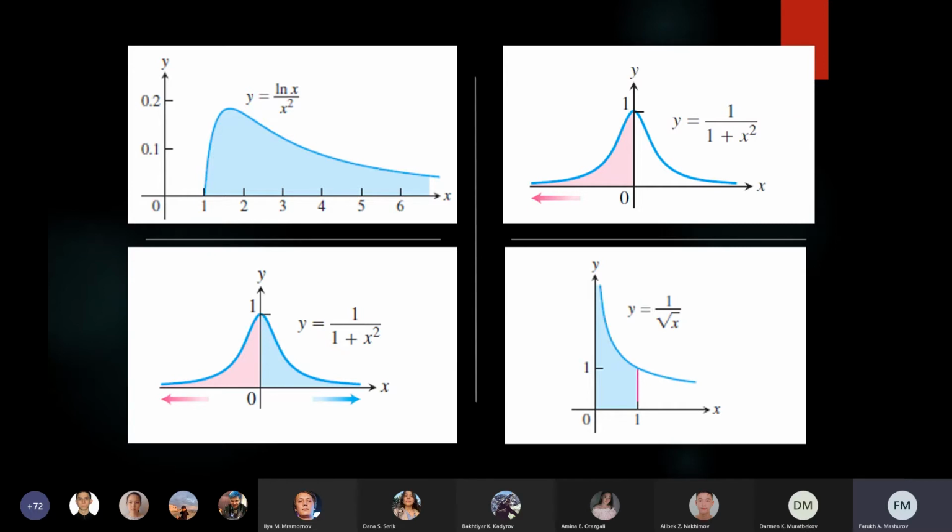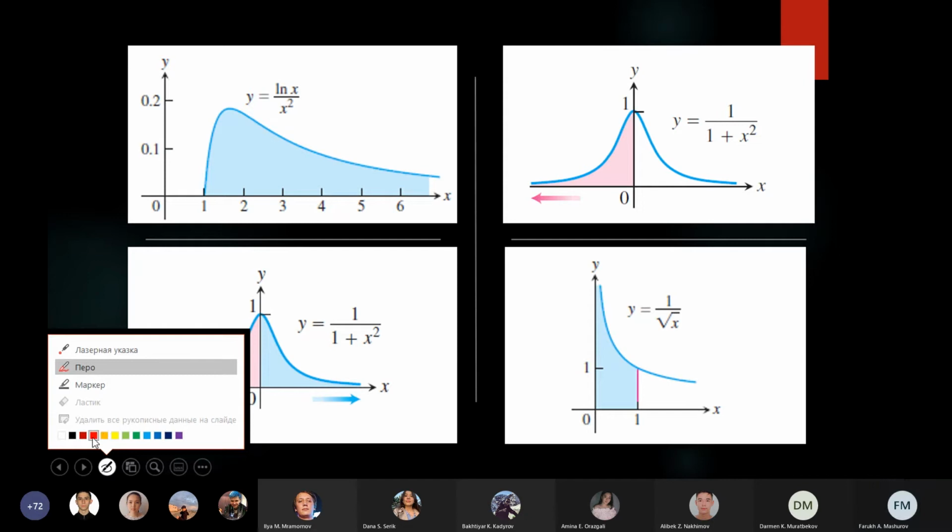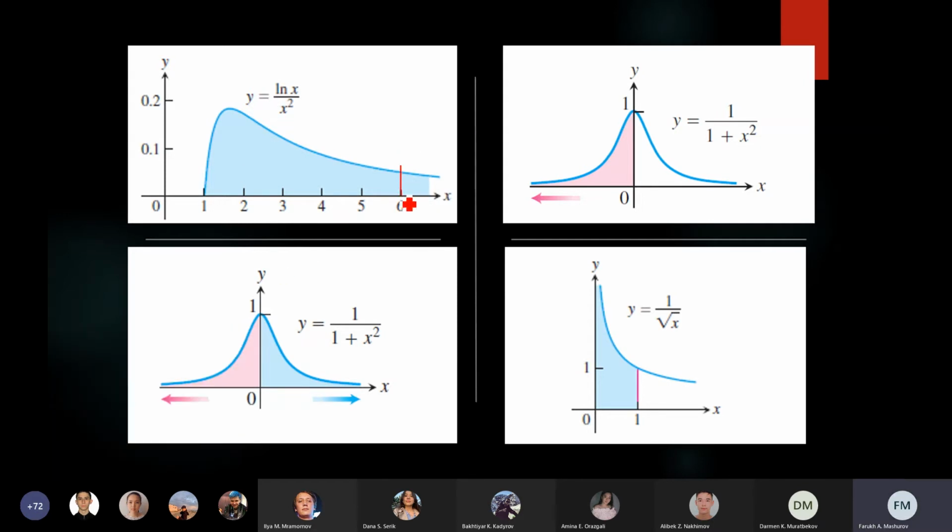As you know, guys, from calculus 1, you know how to find the area of objects. For example, if we cut this graph from here, you know how to find the area of this object. Do you remember how we find this one? Yes, integral. We need to find the integral of ln x over x squared, from 1 up to 6.